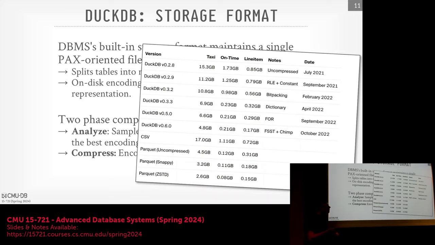Yes? Oh, sorry. The columns are different well-known datasets or benchmarks. Line item is TPC-H. Taxi is the New York City taxi dataset. It's every single taxi ride over a one year period, the pickup and the drop off location. And then on time, I think that's flight data, but I'm not sure.